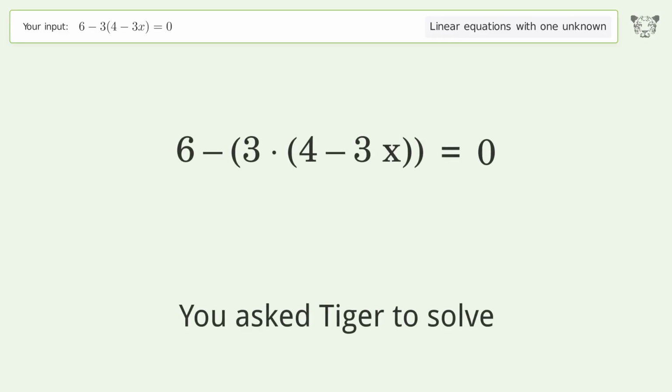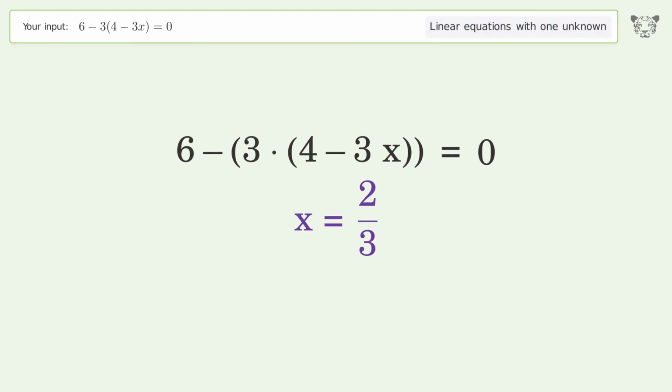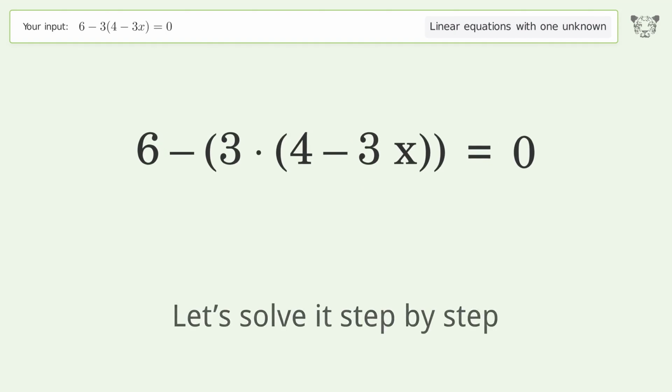You ask Tiger to solve this, which deals with linear equations with one unknown. The final result is x equals 2/3. Let's solve it step by step.